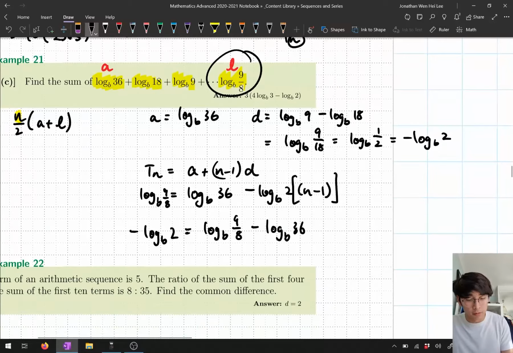Oh, hang on. I'm missing something here, aren't I? Let me see if I can get this. Okay, you know what? I'm just going to erase it all. So on here, it should be negative log b 2 times n minus 1.